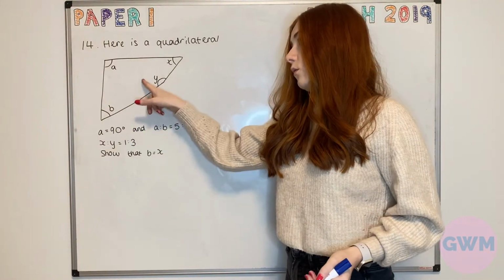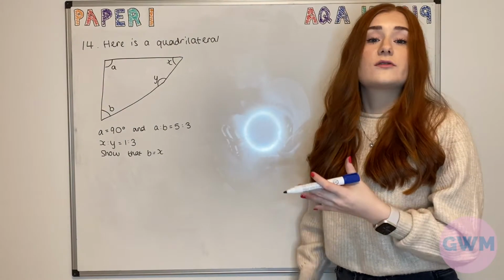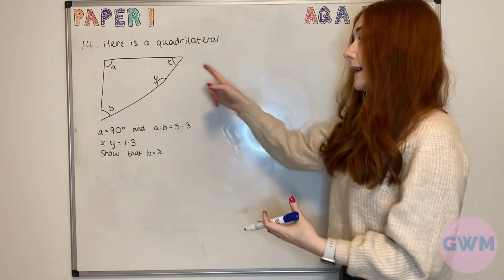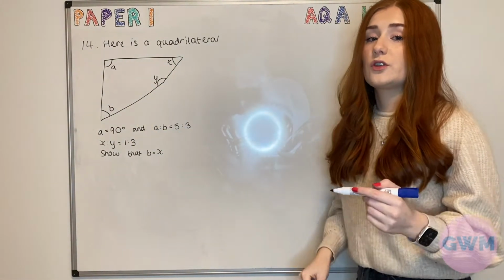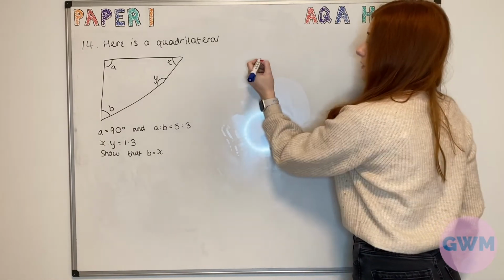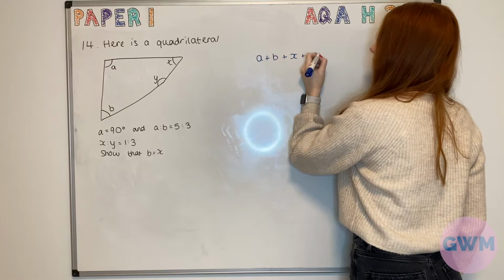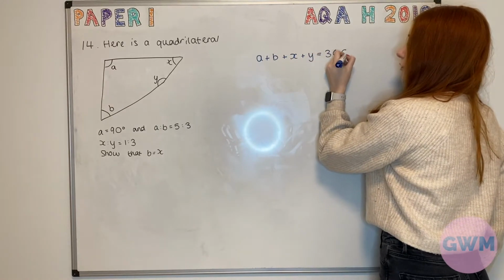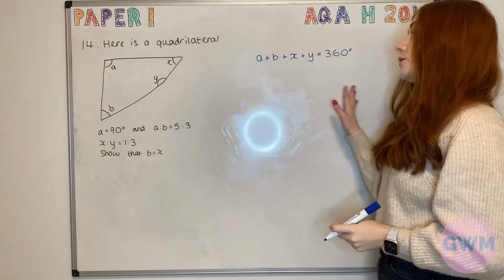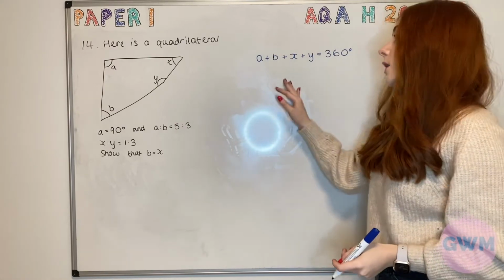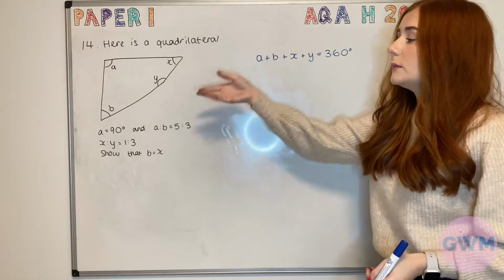Okay, now quadrilaterals. What we know about quadrilaterals as a rule is that inside angles, all of them, add up to 360 degrees. So let's write that down. So all the angles that we have add up to 360 degrees. So that's a rule, that's what we're going to use as a basis, but we're going to leave that there for now. Let's look at what else we know.